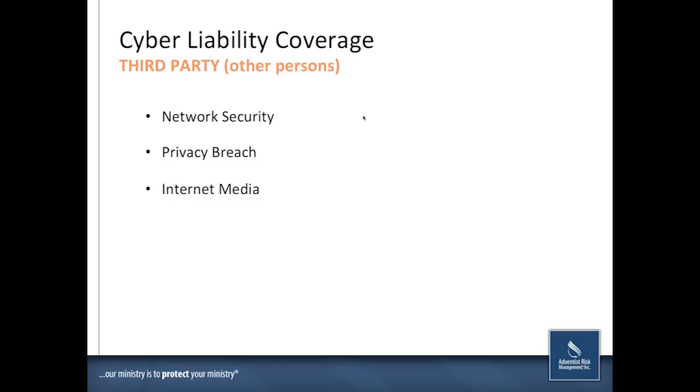And then the privacy breach. Well, that's dealing mainly with liability coming out of unauthorized access to confidential third-party data, and defense damages on the insured's behalf. And then we see internet media there as well. Again, more and more we use internet media, and being able to use it appropriately. There are copyright issues involved there, but there's also coverage for that available as well.